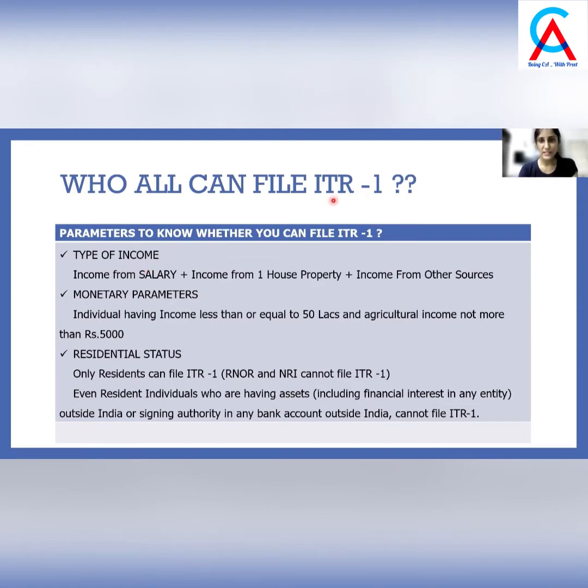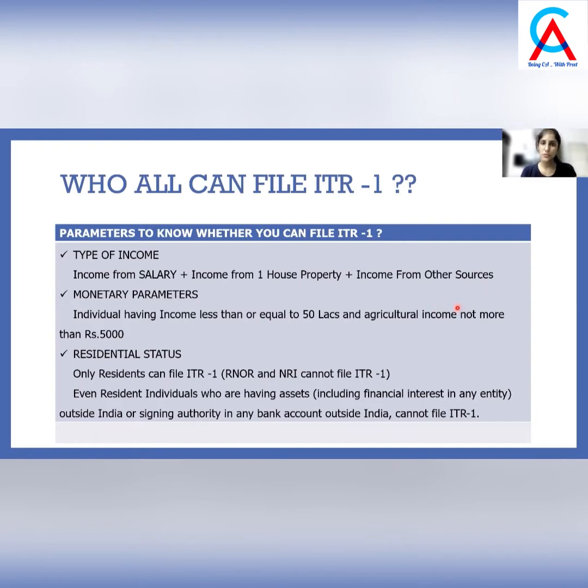To file ITR-1, you must be earning only three types of income. First one being salary income. That means if you are a salaried employee, then you can go for filing ITR-1. Secondly, if you have any rental income from one house property, then also you can file ITR-1. This also means if you have rental income from two house properties, in that case, you cannot file ITR-1. Thirdly, if you have any income from other sources.